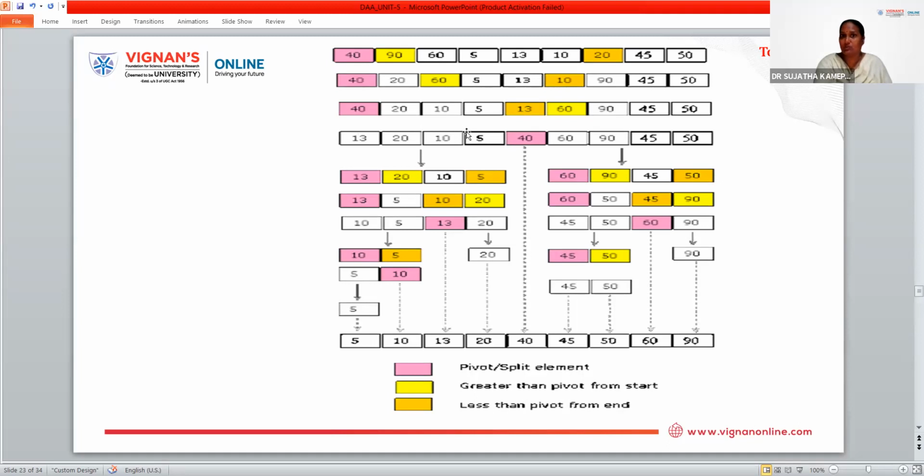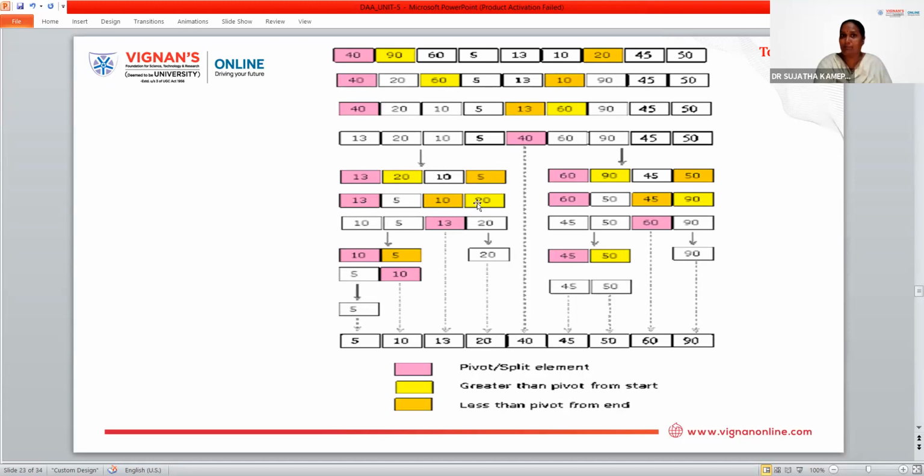It is divided into two halves. This is one half and this is the other half. But the elements are not in sorted order, right? Now this array is again sorted in the same procedure. 13 is taken as the pivot. This is a greater element and this is the lesser element.